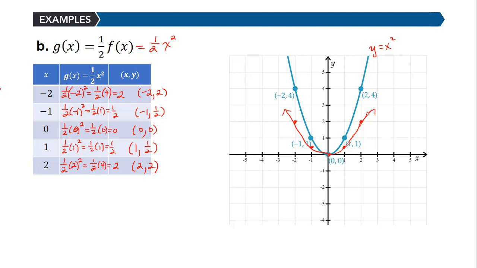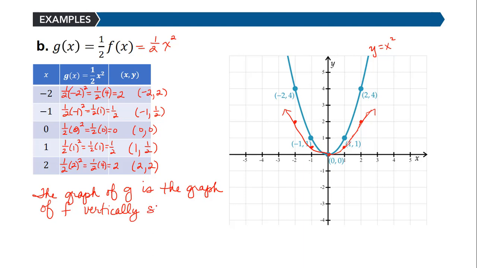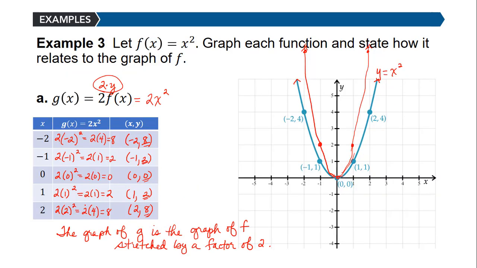So we say that the graph of g is the graph of f vertically shrunk or compressed by a factor of 1/2. And I guess to be precise on my previous one, I should have said the graph of g is the graph of f vertically stretched.